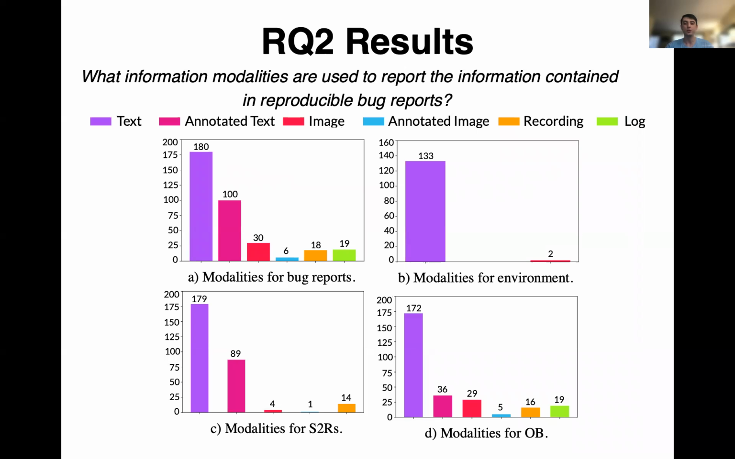As for differences between users and developers, a major difference between these two groups is that users were much more likely to include image-based modalities than the developers. So this means images, annotated images, and recordings were much more likely to be submitted by users rather than developers. Developers mostly use text and annotated text, as well as some logs.